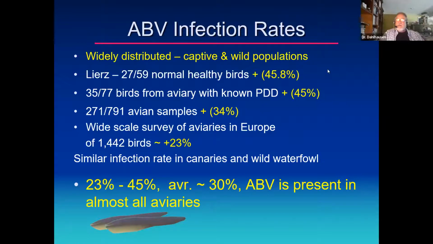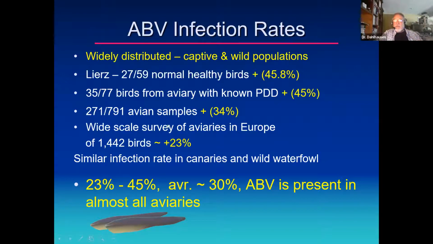When we talk about Bornaviral infection rates, we know it is widely distributed, both in captive birds in Europe and the US and in wild populations. Michael Lierz in Germany took 59 healthy birds that were coming into the clinic for a normal yearly checkup. He tested those birds, and 27 out of 59, a 45.8% positive rate, had Bornavirus. Again, these are normal, healthy birds. We had an aviary with known PDD, 77 birds, and 35 of those were positive. Again, 45%. That's a pretty high rate. At the lab, we took 791 blood and swab samples that had come in for other testing, not for Bornavirus.